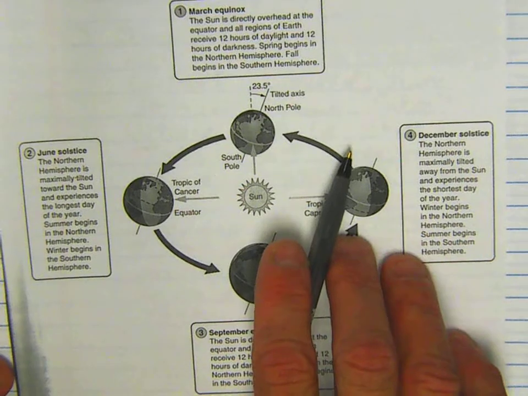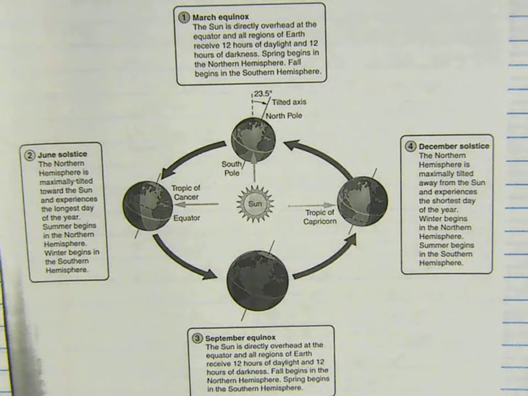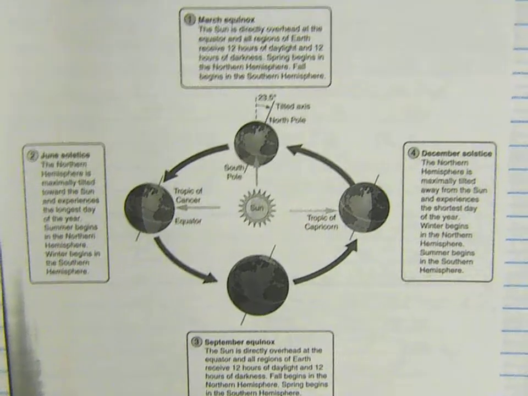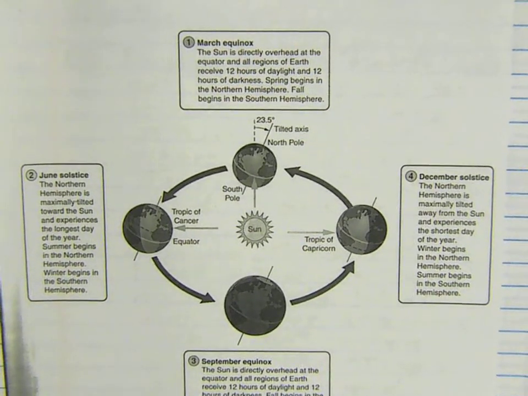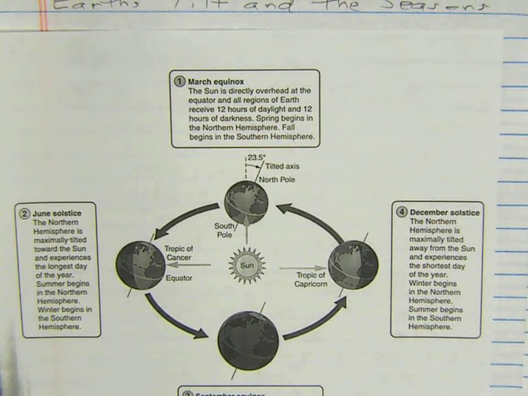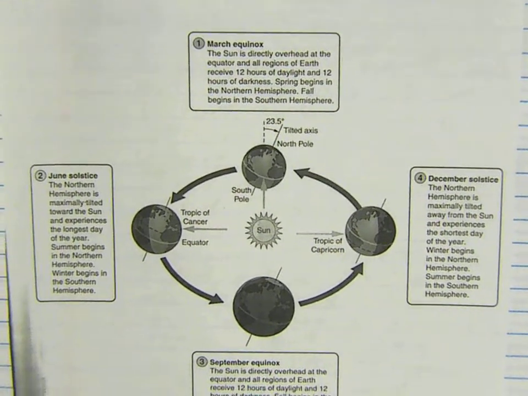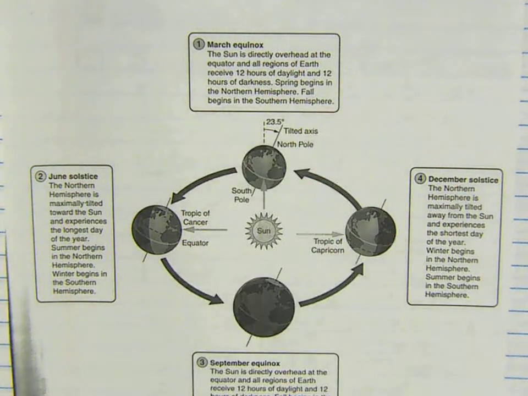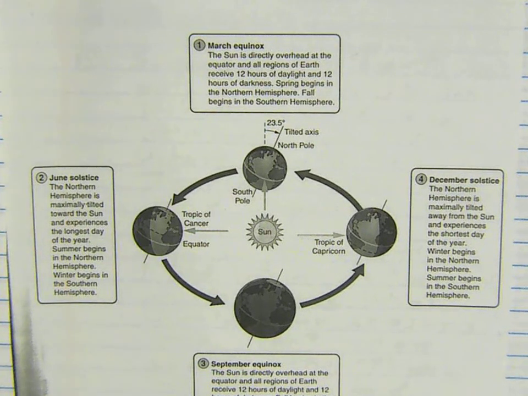And I'd like to go through some of these key points about the March and the September or autumnal equinox, and also the June and December solstice, and some of the impact on our environment, if you will. All right, I'm going to start up here with the March equinox. You can see on the March equinox, the Sun is directly overhead at the equator.